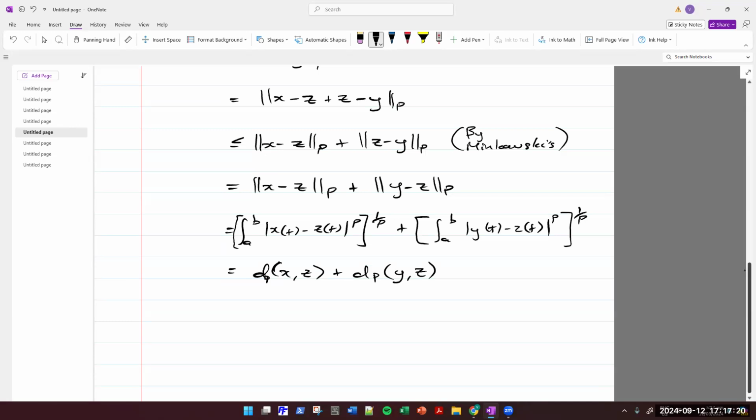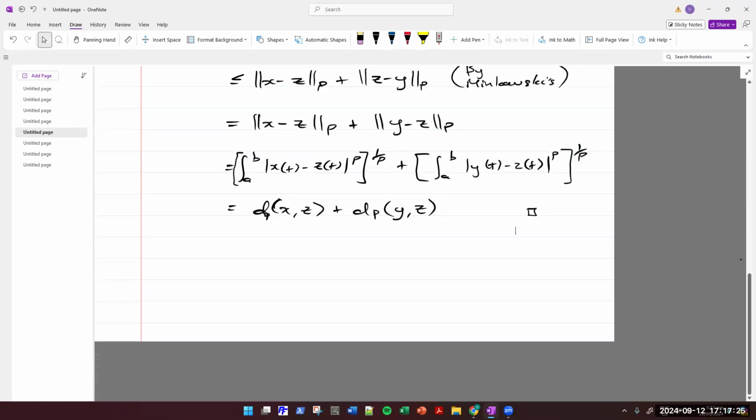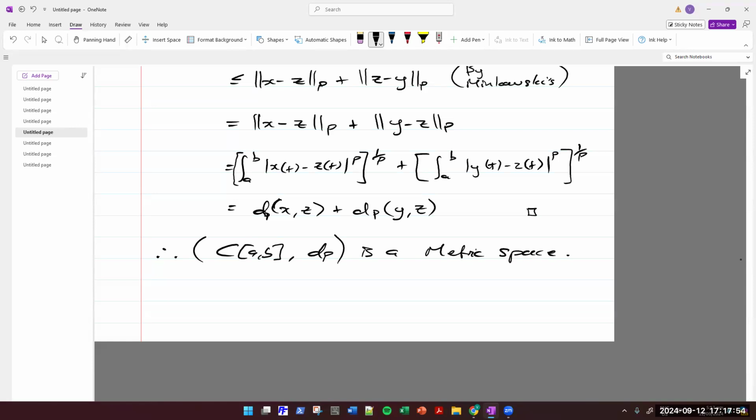Okay, so triangle inequality. All right, so that's how you show. Therefore, continuous functions on the closed interval a, b, with this p metric is a metric space. Okay, of course, this is just the proof of M4, the triangle inequality. You then need to prove M1, M2, M3, but that's not too bad.